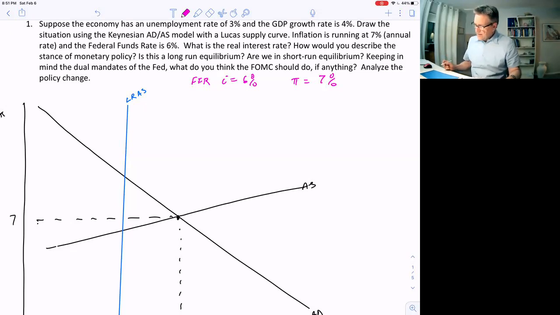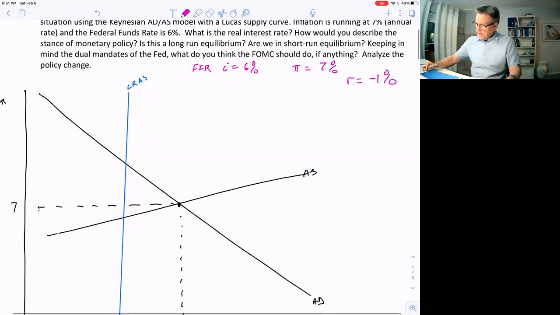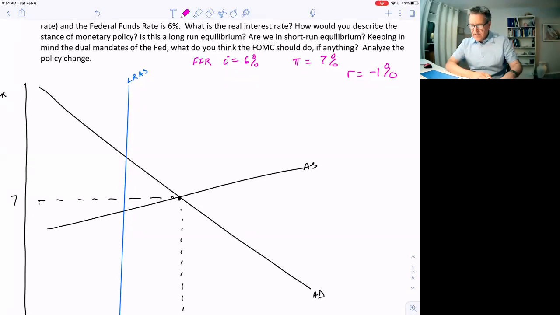So what is the real interest rate? The real interest rate then would be -1%, which means the Fed is probably being very loose. They have a loose policy, or accommodative policy. They're being expansionary. And we are right here. So this would be our short-run equilibrium.